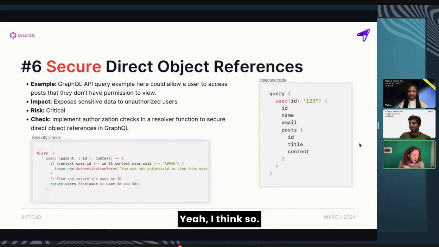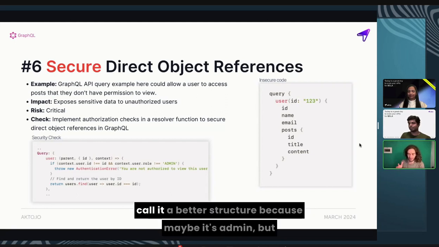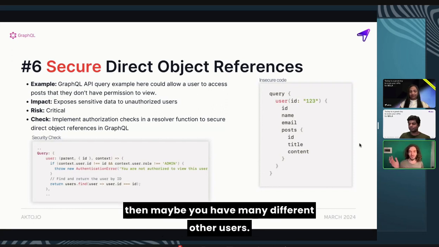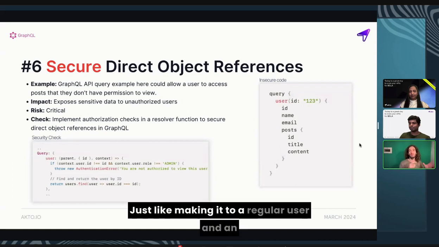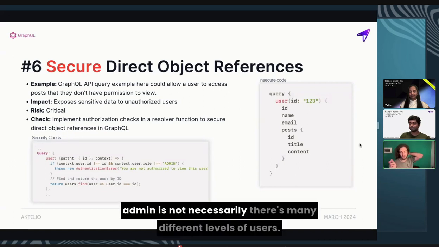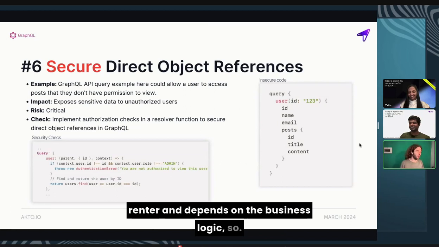Yeah, I think so. In GraphQL, it's a bit more complex, or I would call it a better structure, because maybe it's admin, but then maybe you have many different other users, right? Making it a regular user and an admin is not necessary. There are many different levels of users. There's a homeowner and a renter, and it depends on the business logic.